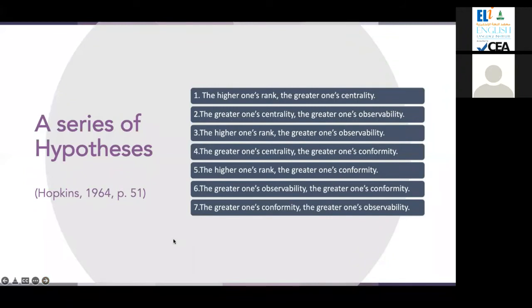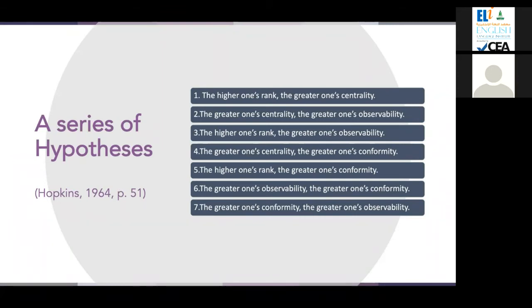So if you want to present it as a series of hypotheses, predictions, in other words, this is what you're going to do. The higher one's rank, the greater is one's centrality. The greater is one's centrality, the greater one's observability. The higher one's rank, the greater one's observability.